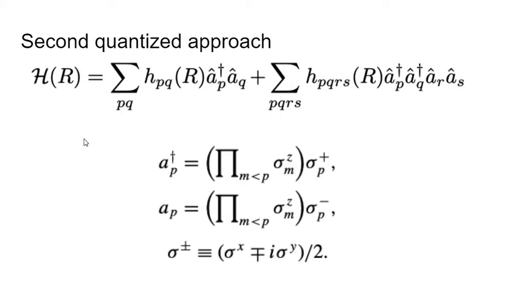This Hamiltonian can be mapped into Pauli operators in order to be measured on a quantum computer using the Jordan-Wigner transform, which we see depicted in the three equations below.